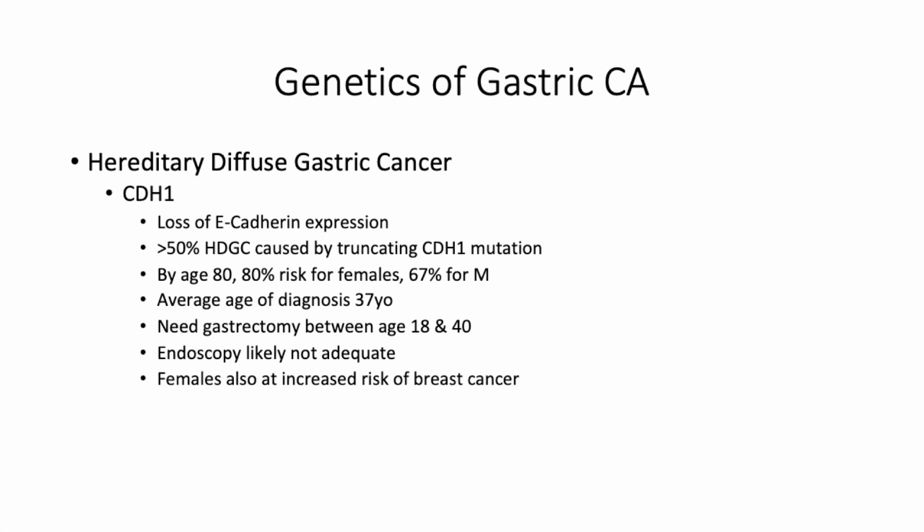Patients with this mutation, if they're female, also have increased risk of breast cancer, so they will often undergo prophylactic mastectomy as well. The ones that are not caused by CDH1 mutation, it's not entirely clear what gene causes them, but PALB2 has been implicated. I wouldn't worry too much about that, but just know that CDH1 mutation is the gene that you know for hereditary gastric cancer, and these people need prophylactic gastrectomy.